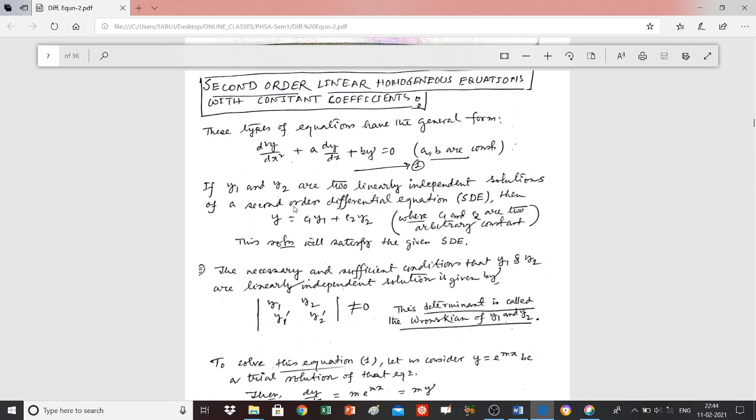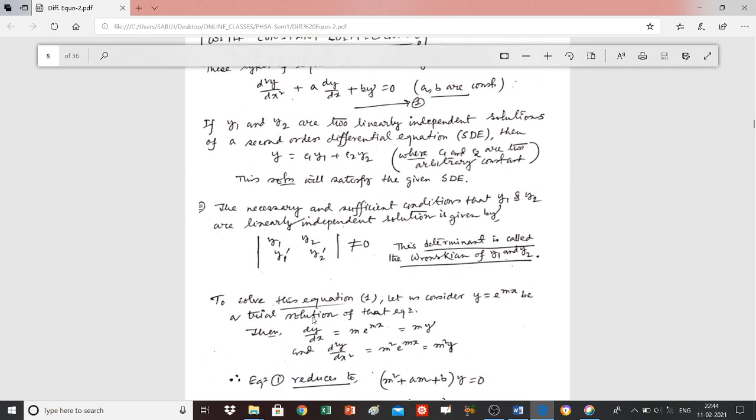So to solve a homogeneous differential equation, you need to first test the value of the Wronskian. If it is 0, then it cannot be solved. But if the Wronskian is not equal to 0, then the solution in the form y1 and y2 can be achieved.